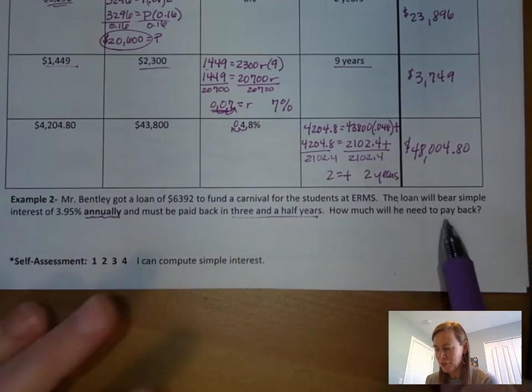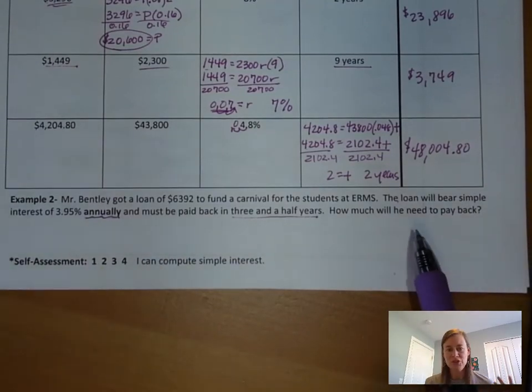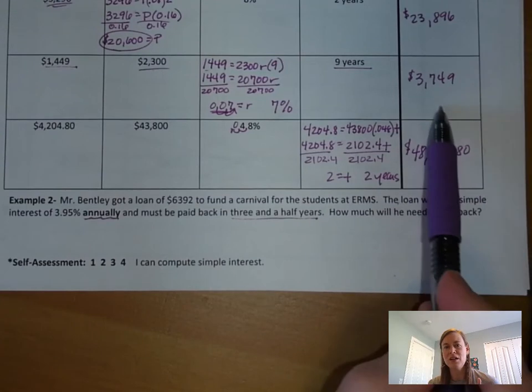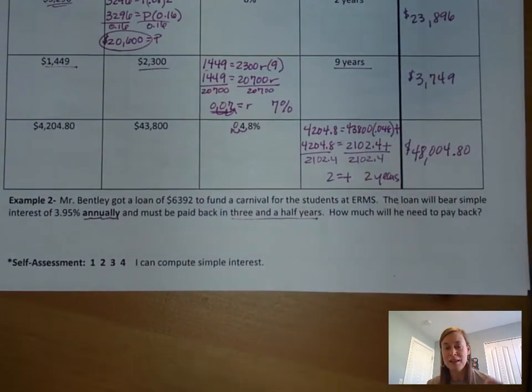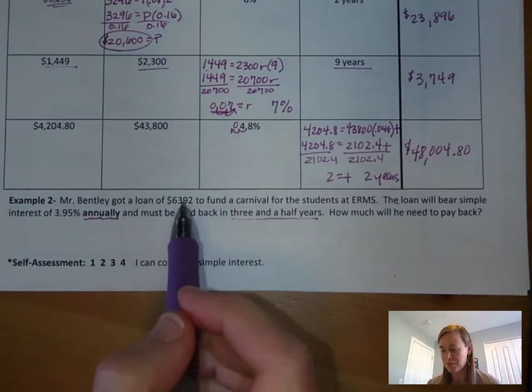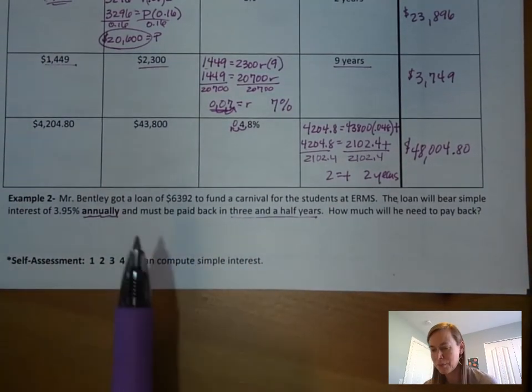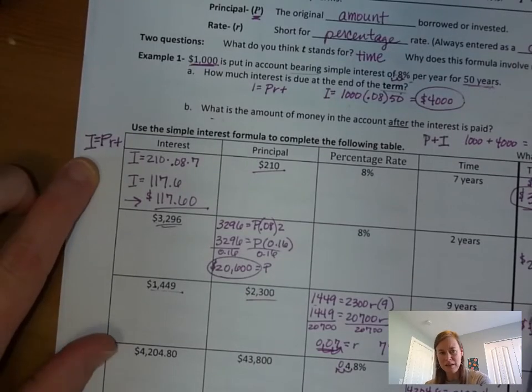So when they say how much will he need to pay back, they're not talking about just the interest. They're talking about the total. So it would be like what's in this last column here for this whole thing that we did. It'd be that total balance. It's the amount that he borrowed originally plus the interest. Okay, so remember our formula is I equals PRT.